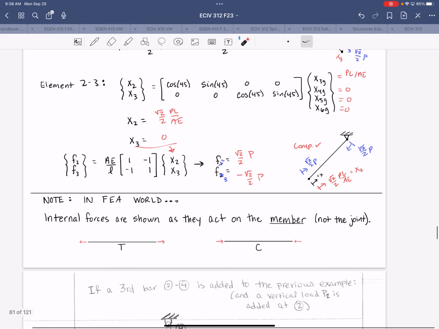So then at the bottom of the page here is just a comment on that convention. Our results that we get for member forces and displacements are shown as they act on the member, not on the joint. So you can think about this, if we want to expand it, the joint can be here, where the force on the joint would be acting in the opposite direction.